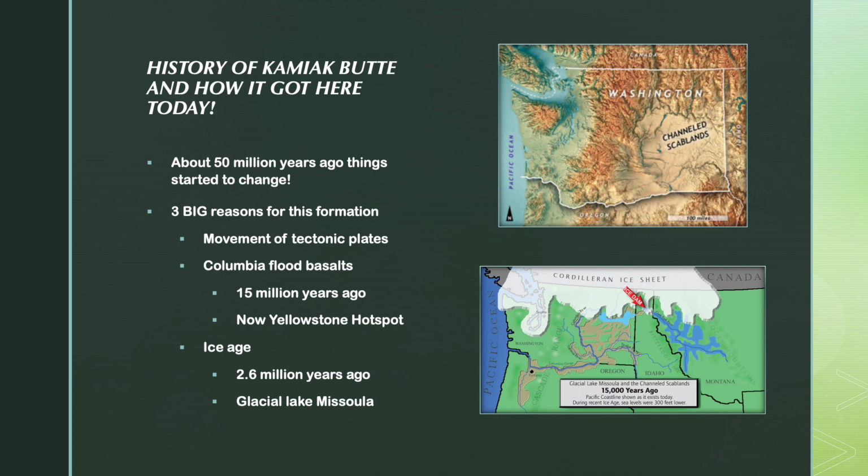About 163,000 kilometers were covered and left 2 or 3 mile thick pieces of basalt covering the Pacific Northwest, and now is called the Yellowstone hotspot.